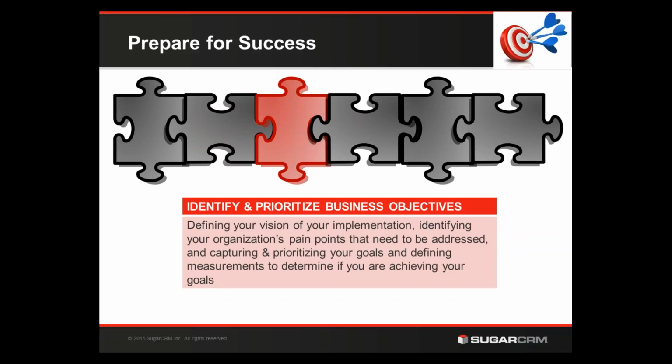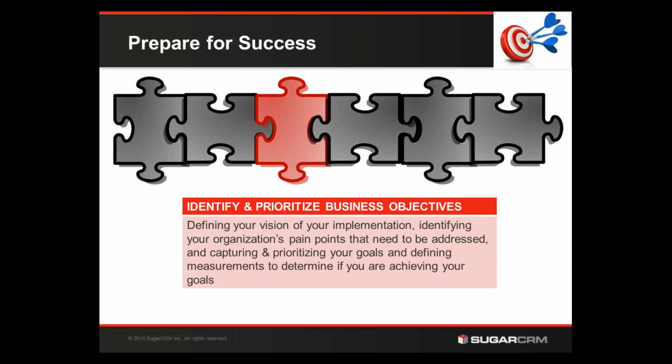Next, you want to identify and prioritize business objectives. And I know sometimes when you say this stuff, people are like, oh, business objectives, eh. But think about it. If you don't know what your vision is of your implementation, you don't identify your organization's pain points, how are you going to address them? How do you know that Sugar is actually addressing all of those issues? Okay? You need to capture and prioritize those goals and define the measurements to determine if you're going to even be able to achieve the fulfillment of that goal, okay?